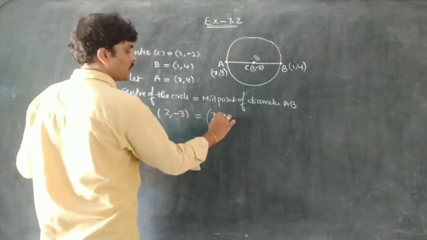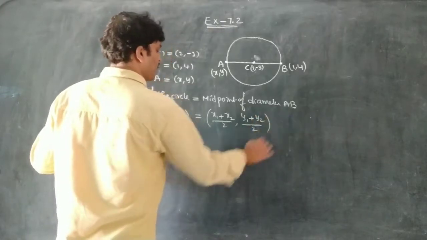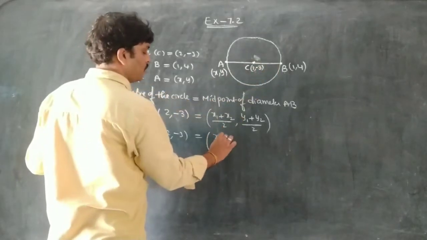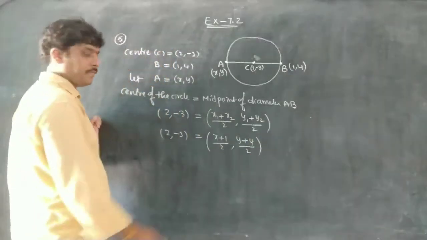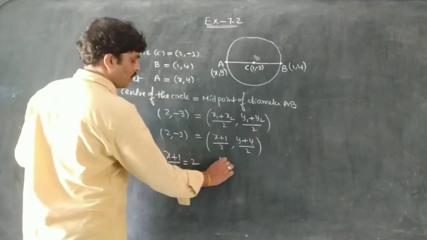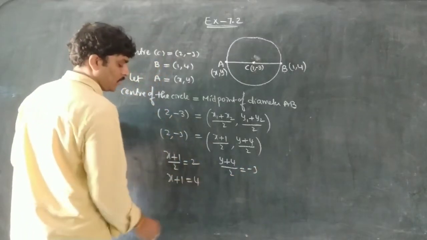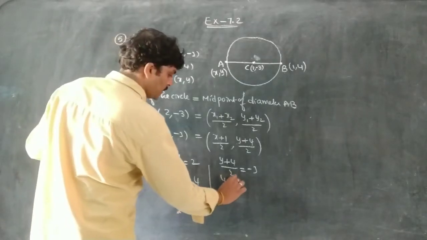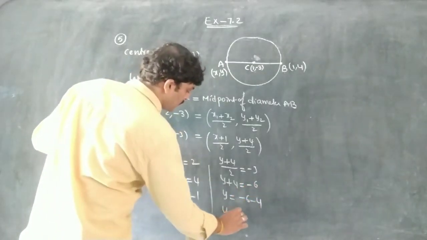Midpoint formula: x1 plus x2 by 2, y1 plus y2 by 2. Here it is 2 comma minus 3, so you can write x plus 1 by 2, y plus 4 by 2. Okay, make the coordinates equal. X plus 1 by 2 is equal to 2, y plus 4 by 2 is equal to minus 3. X plus 1 is equal to 2 2s are 4, x is equal to 4 minus 1, x is equal to 3. Here y plus 4 is equal to 2 3s are 6, y is equal to minus 6 minus 4, y is equal to minus 10.